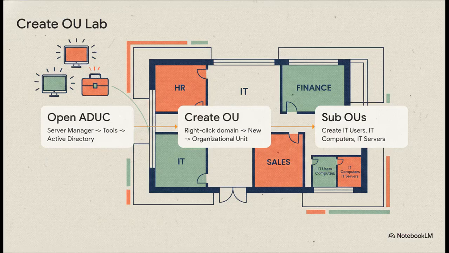Let's look at how you actually build this out in the lab. First, you're going to open Server Manager, navigate over to Tools, and click on Active Directory Users and Computers. Next, you just right-click your domain, select New, and then Organizational Unit. Now, you might create primary OUs for HR, IT, finance, and sales, but you definitely don't stop there. For true best practices, you need to create sub-OUs to separate users from computers. For example, IT users, IT computers, and IT servers. This structured naming convention is exactly how an architect draws up rooms and subrooms.